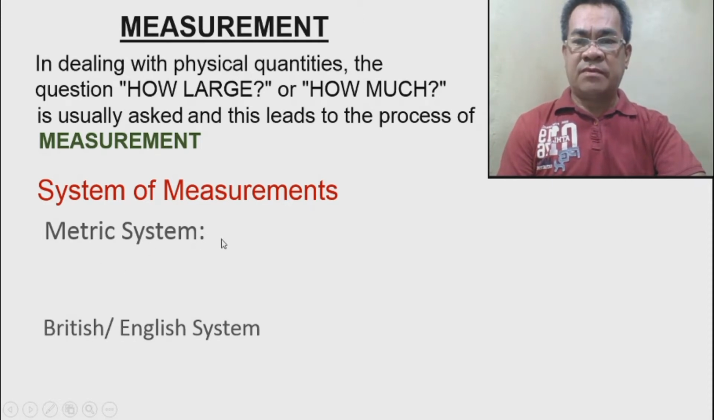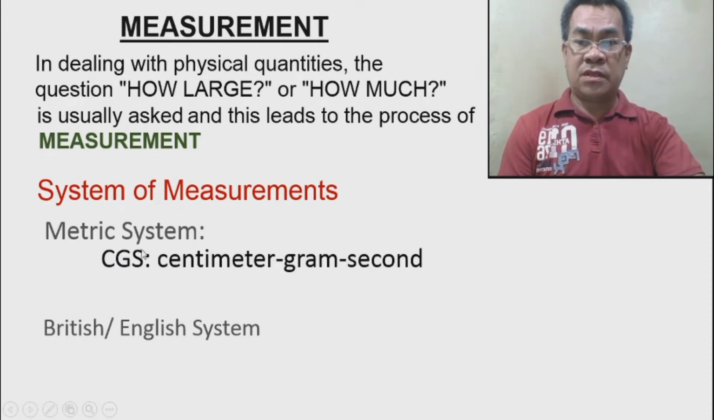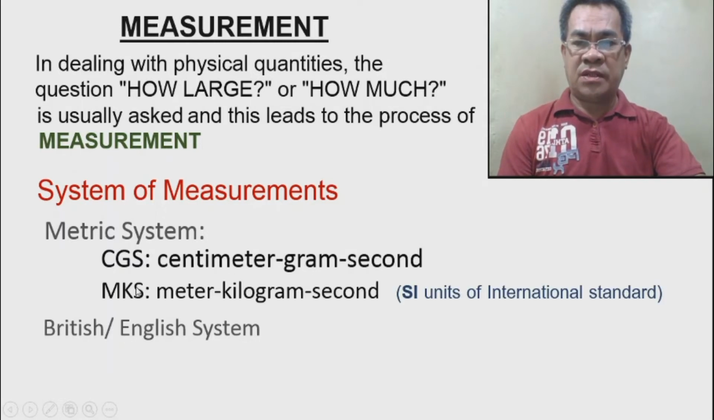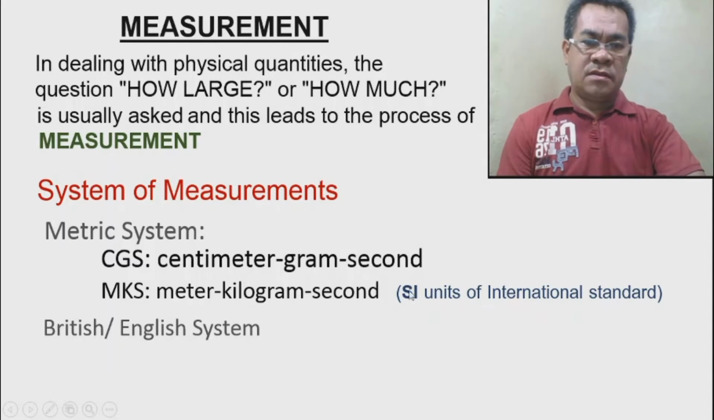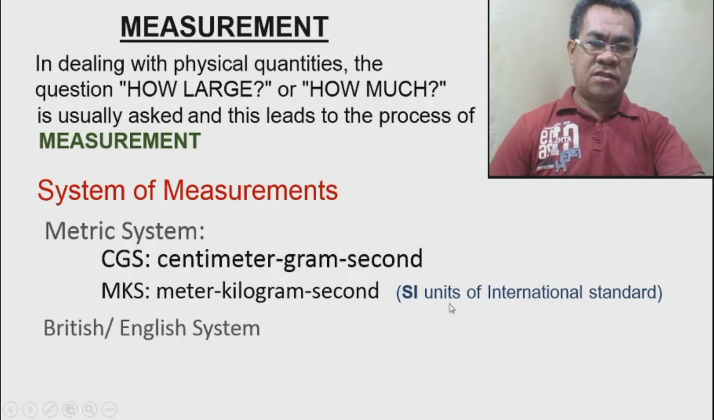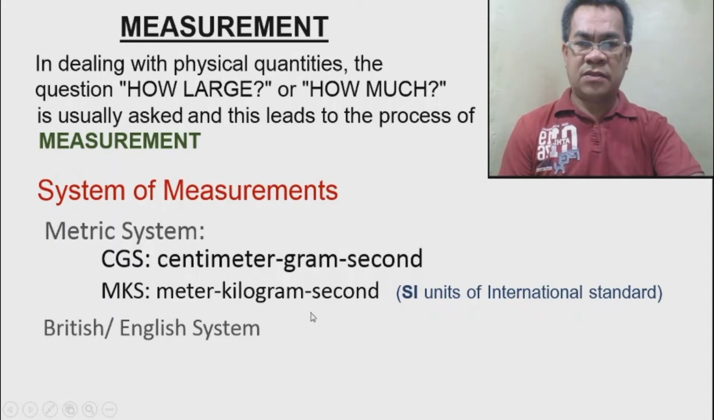The metric system is divided into two. We have the CGS, or centimeter gram seconds, and we have the MKS. This is the old unit, meter kilogram seconds, but now we call this SI, the international standard, or the old name, System International. So SI is the dominating unit in this generation.